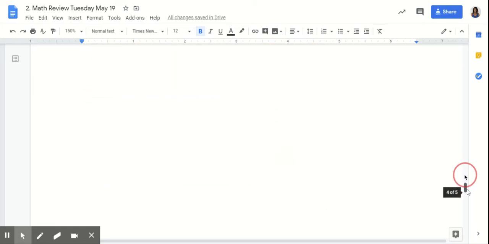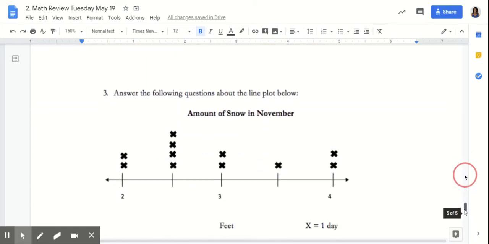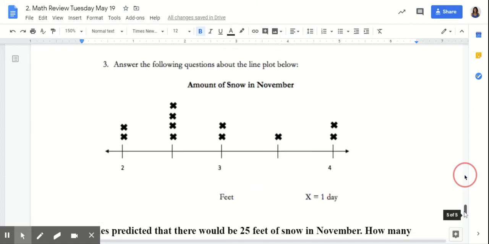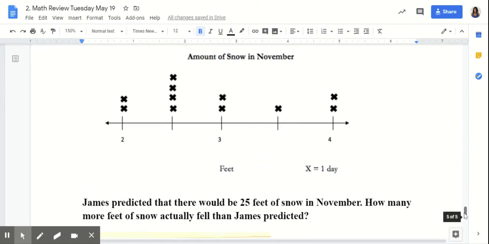All right. Now we have one more to get into for today, which is line plots. So James predicted that there would be 25 feet of snow in November. How many more feet of snow actually fell than James predicted? So first, again, what should we be doing before we even get into figuring out how much more feet of snow actually fell? Correct. We need to add all of the days up of the amount of feet that's actually snowed in order to figure out the difference between the two.